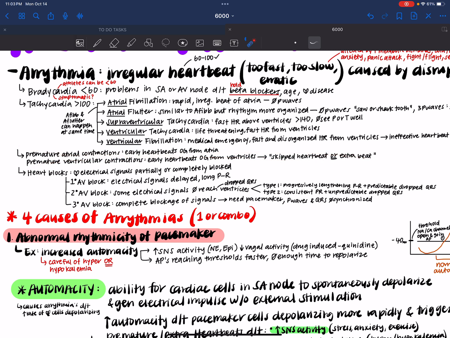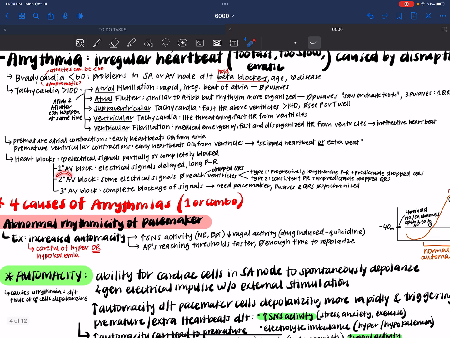Heart blocks, you'll see anything that's basically an AV block. So basically after the signal reaches from the SA to the AV, after the AV, the heart's electrical signals are partially or completely blocked. For the first degree AV block, you'll see your electrical signals are delayed. You'll see a long PR. A PR is meant to be less than 0.20, sorry. And you're just going to see a long amount of those. It's not irregular or anything, it's just long. You'll still have a QRS.